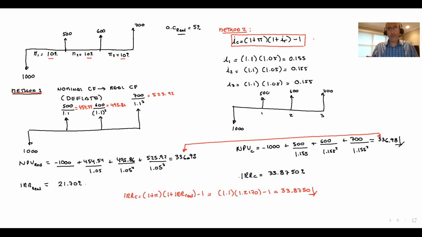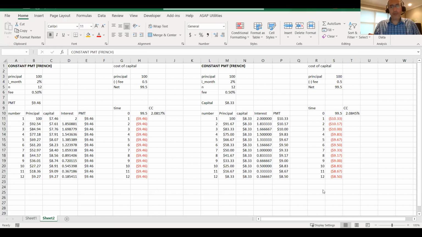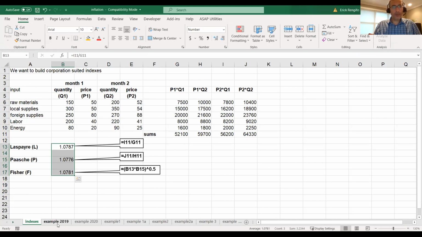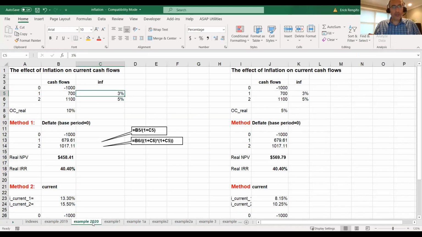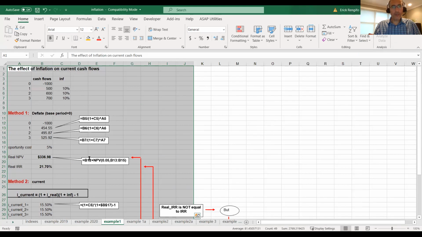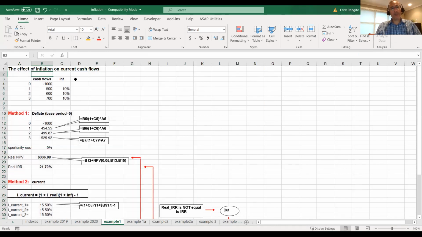Okay, so let me save this one here, and let's see this in Excel. What is the value that I'm using? Yes, this is the example I'm using. So we receive a cash flow of 1,000, 500, 600, and 700. Inflation is equal per period.